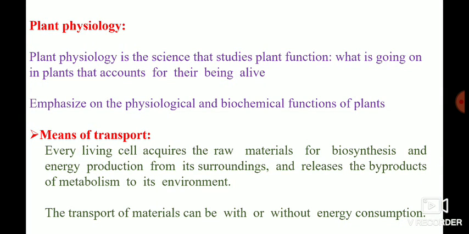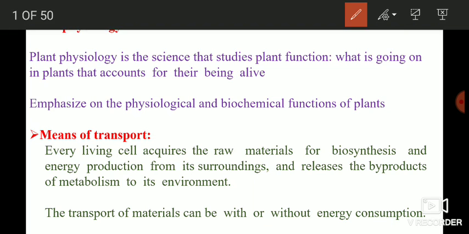Today we are going to start with plant physiology. First of all, what is plant physiology? Plant physiology is that branch of botany which is concerned with the study of functioning of plants, how a plant is able to be alive. Or you can say it is that subdiscipline of botany which studies the physiological and biochemical functions of plants. Now the very first topic that you have to study in this unit is means of transport.